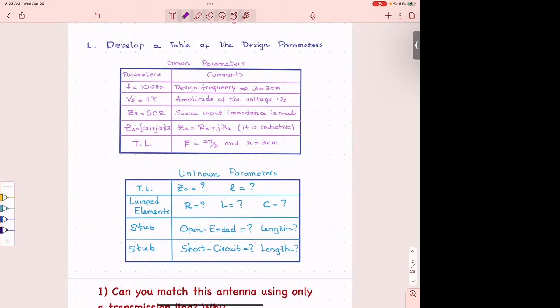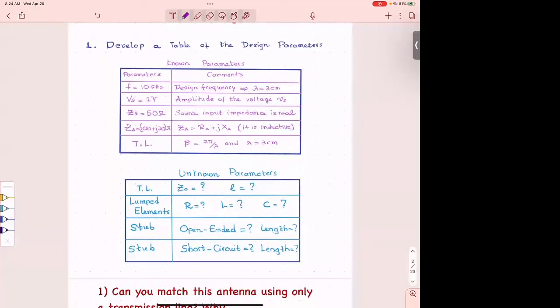So what I will do is this: remember what your design frequency is, and with this I will also remember the wavelength. Then this is the amplitude. Then this is the source input impedance, which is real. Then this load is inductive, it has a positive reactive part. The transmission line has a beta, which I know, but I don't know Z naught. So, unknown parameters: for the transmission line, I do not know Z naught, so I have the flexibility to define it, and I do not know the length. These are 2 things I can use.